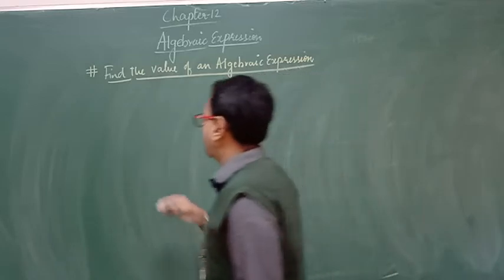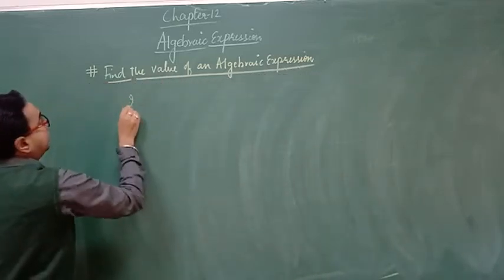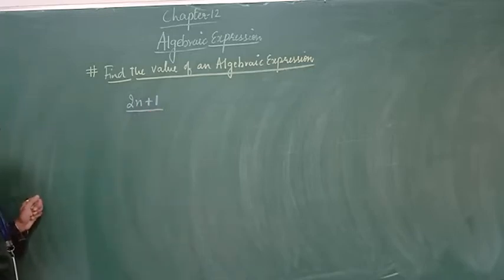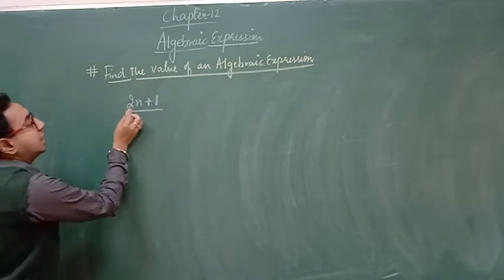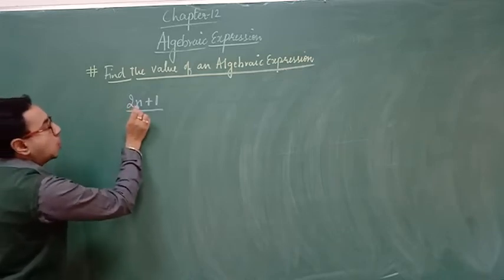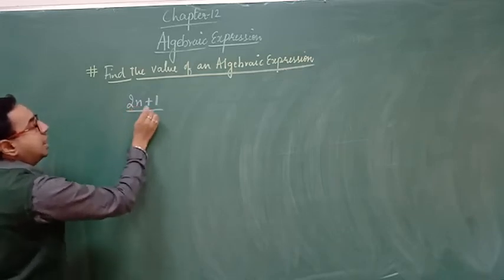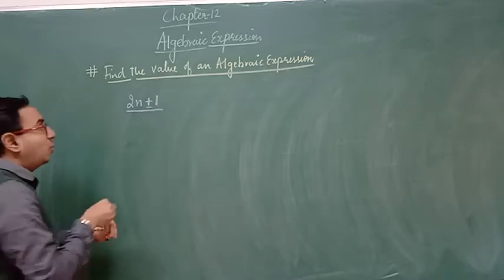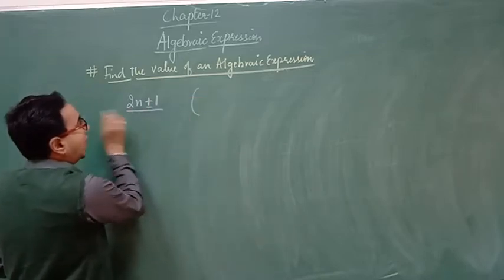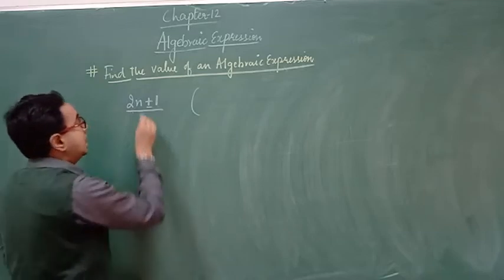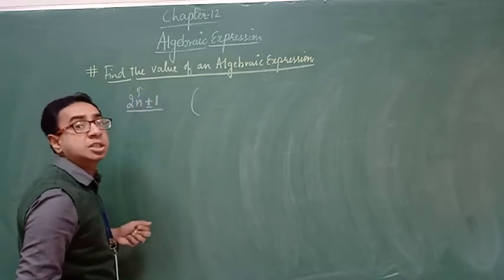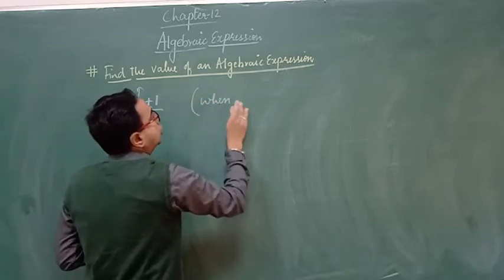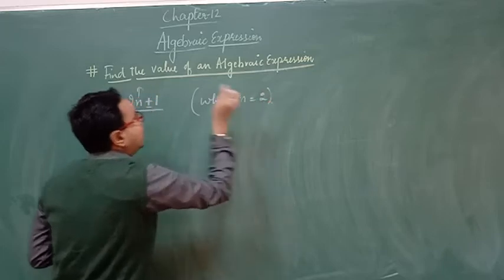Any algebraic expression would be given to you, for example, 2n plus 1. Now this is an algebraic expression. Why? Because a constant is there, a variable is there, a constant is there, an arithmetical operation is there. Now, to find the value of this algebraic expression, the value of the variable must be given. For example, when n is equal to 2, what do we have to do?